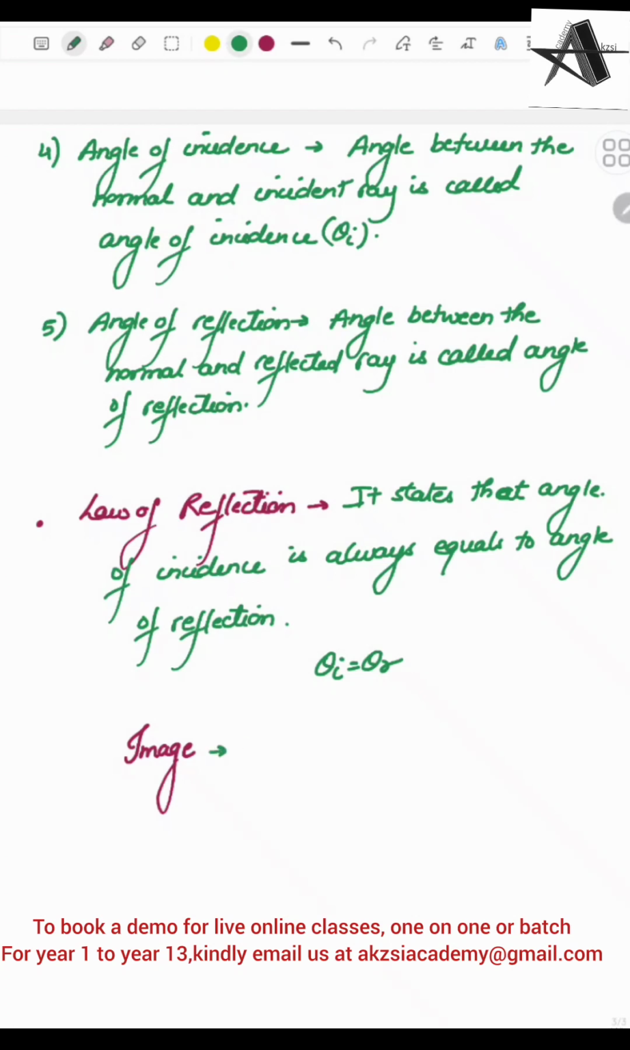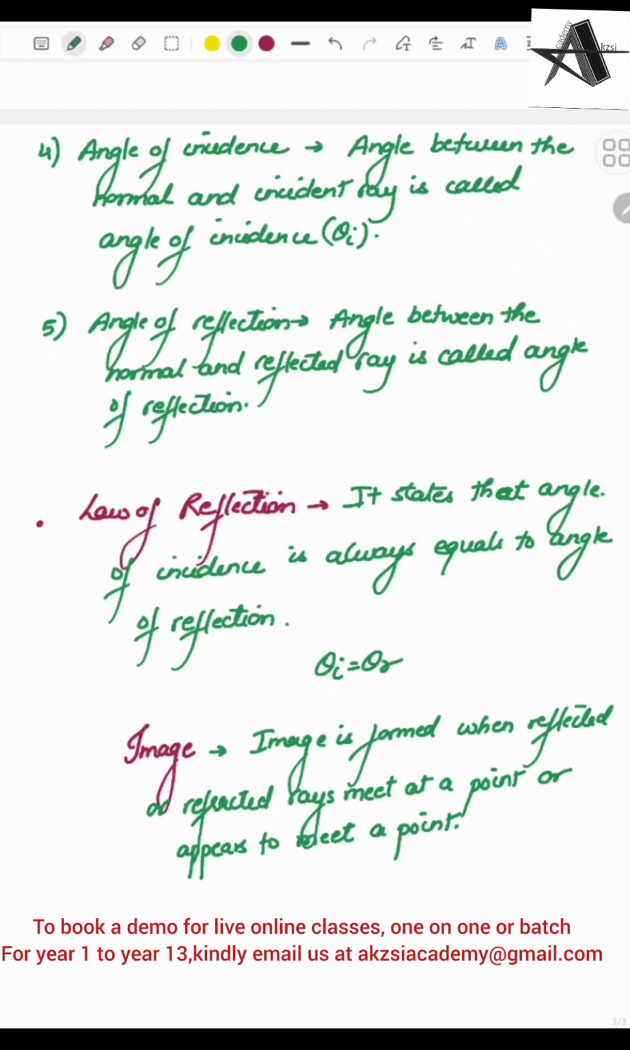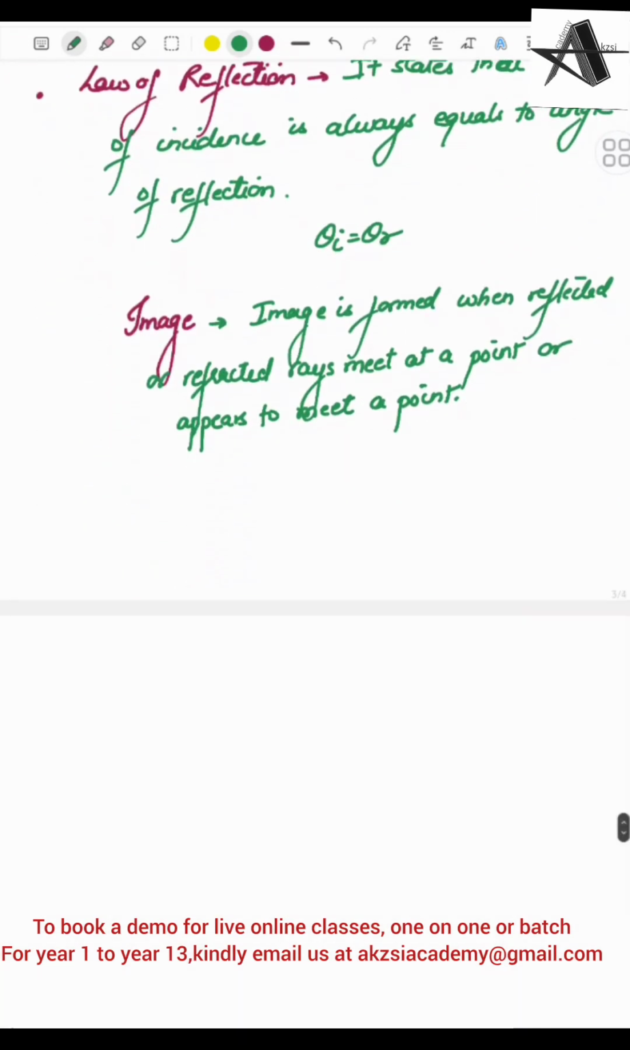I can say that an image is formed when rays are reflected or refracted, because an image can be formed when the rays are reflected or when the rays are refracted. In both cases the images are formed. So they meet at one point or appear to meet at one point. Now this is a little bit confusing. After reflection they are meeting, but what does it mean to appear to meet? On the basis of that, the images are categorized as real image and virtual image. So let me see how exactly the images are formed, and then we'll see what real and virtual images are.